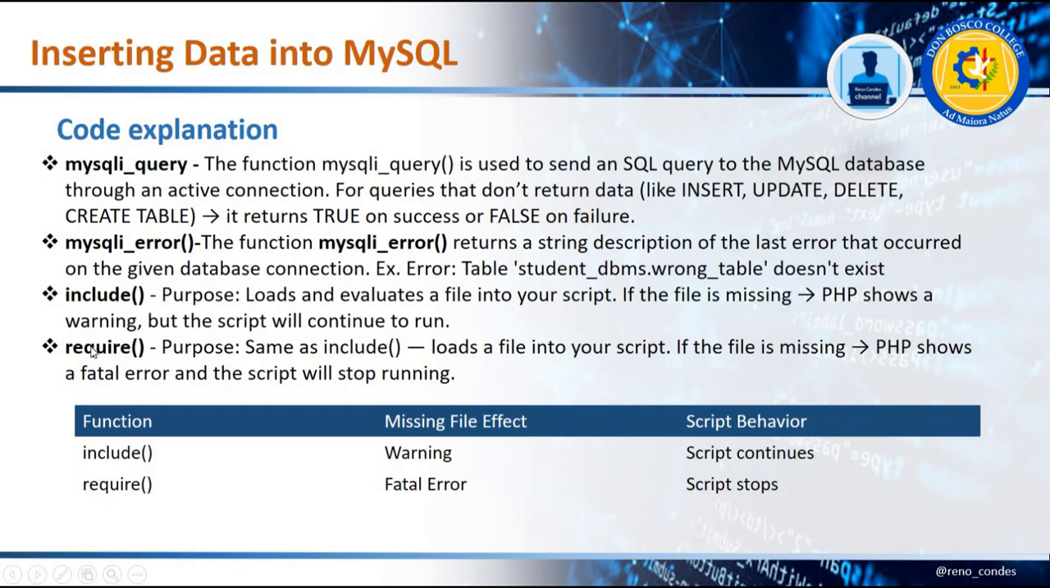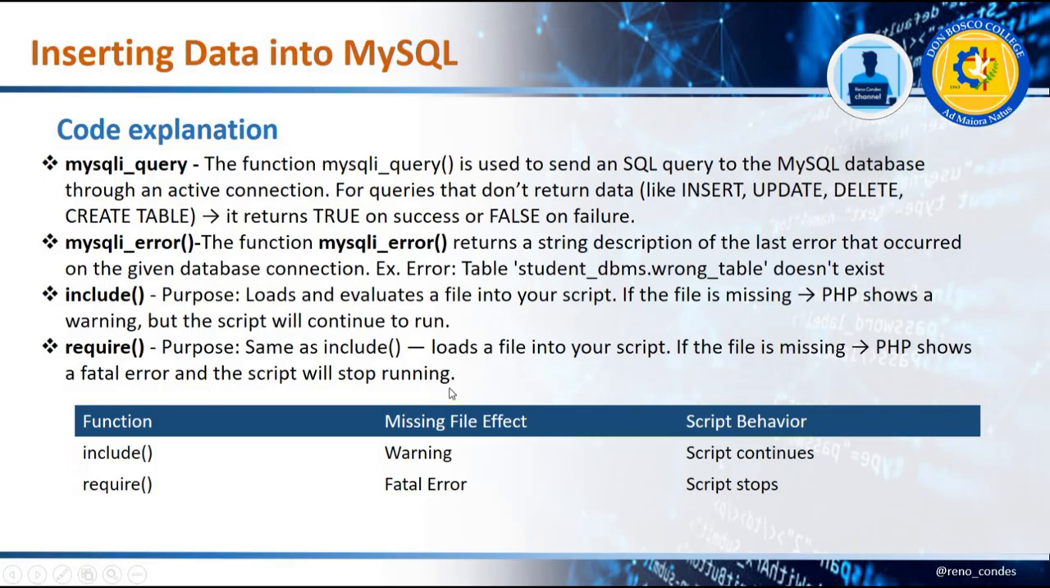Now, let us discuss the difference between include and require. Include: its purpose is to load and evaluate a file into your script. If the file is missing, PHP shows a warning, but the script will continue to run. Require: its purpose is the same as include, it loads a file into your script. If the file is missing, PHP shows a fatal error and the script will stop running.